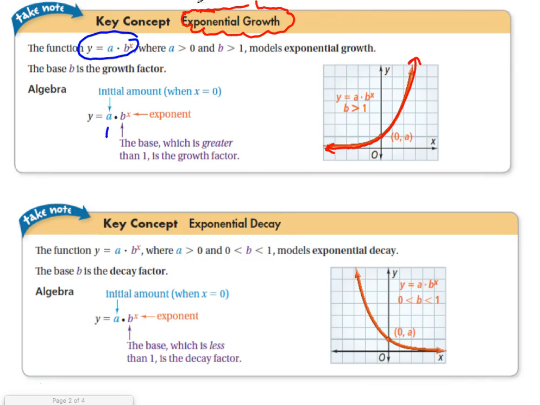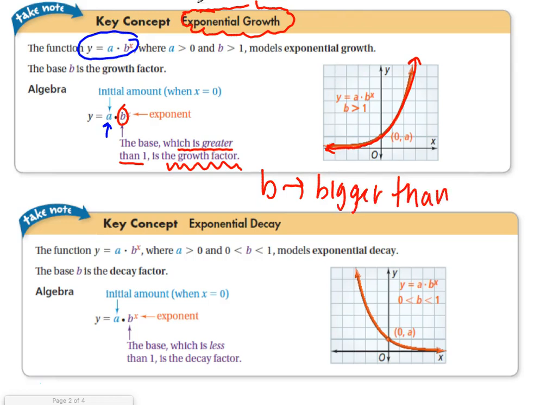Your initial amount is a, so that's where you start from, okay? That's great and all, but really, we don't care about that right now. Right now, what we care about is this b value, the base. If the base, so if this b value is greater than 1, if it's bigger than 1, then we have an exponential growth. So if your b value is bigger than 1, we are growing. It is swooshing up. So if this b value is any number bigger than 1, it is exponential growth.